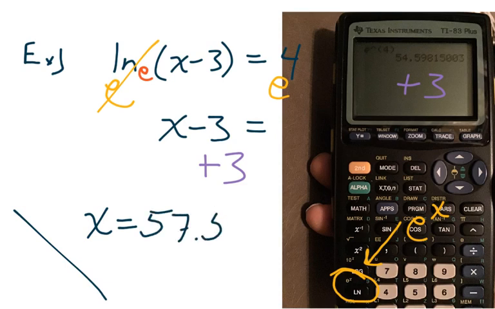Okay, algebra agents, when you have an ln, it's still a log. It's just called the natural log. And it's going to be based with a base e, which requires you to use your e button. So you can, in this problem, do e to the 4th power.